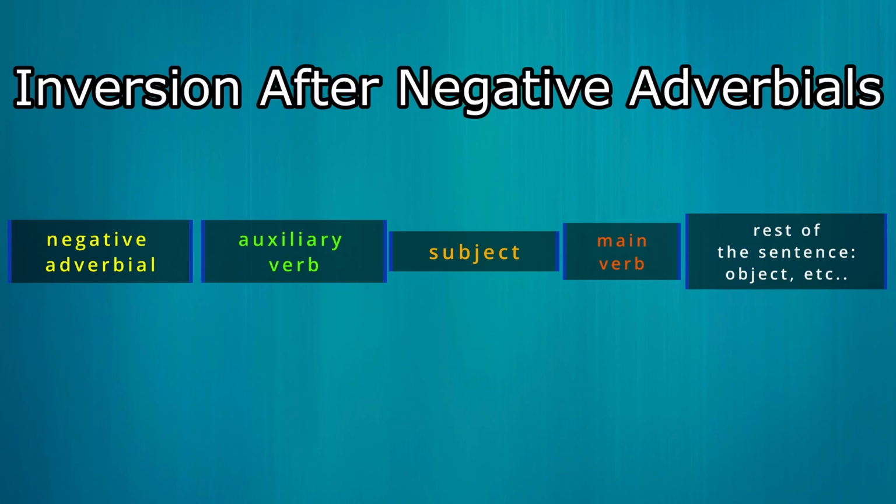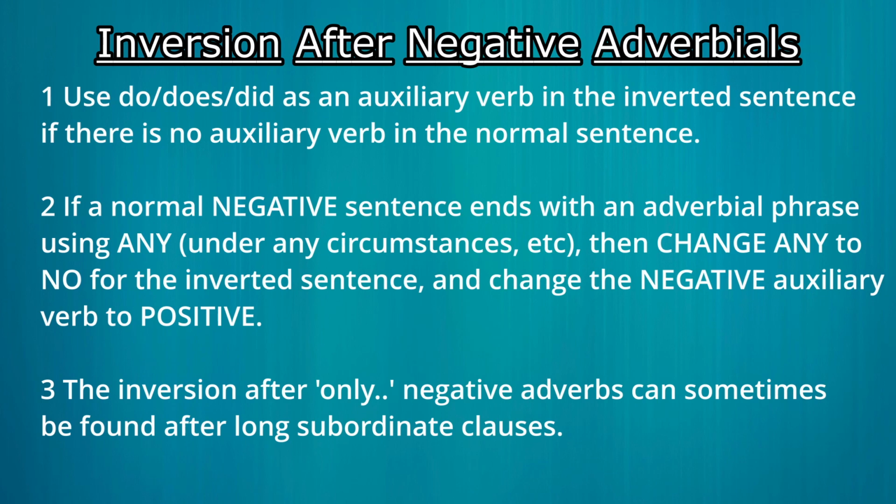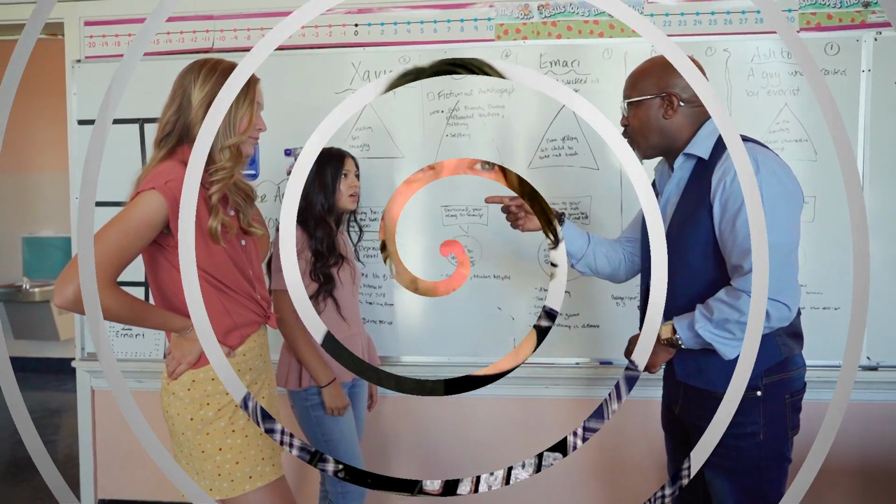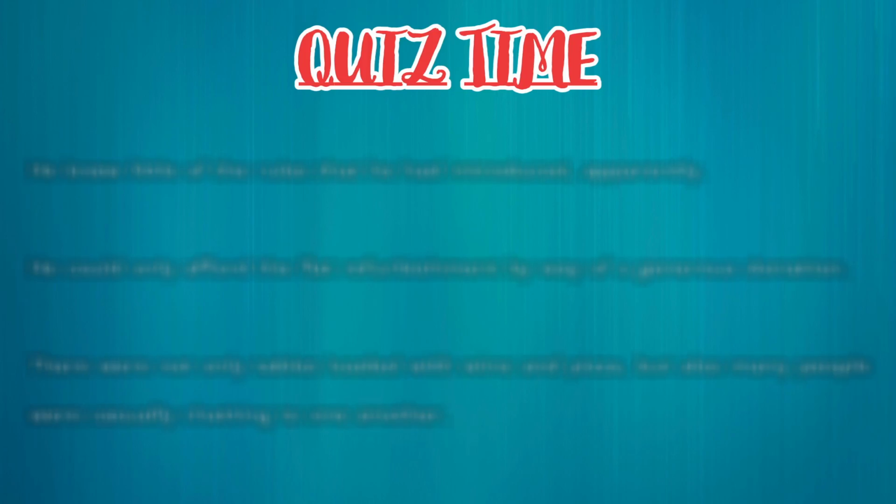To recap, we've looked at inversion after negative adverbials, which can be quite a tricky thing to get the hang of, but if you can master it, you can sound way better when you're angry with someone. So, quiz time. Turn these sentences into their inverted forms. You have 30 seconds, or you can just pause the video. You ready? Go!